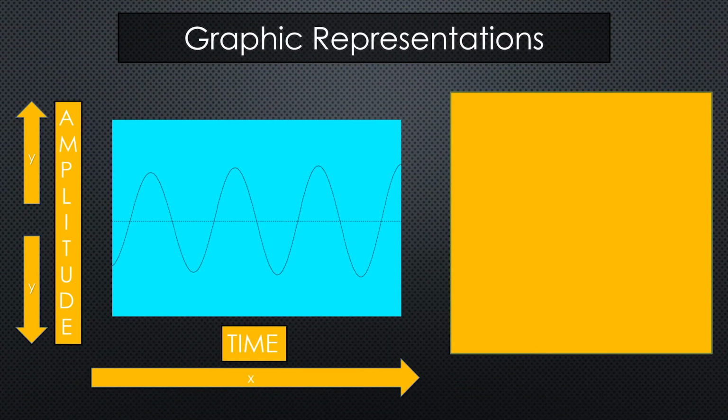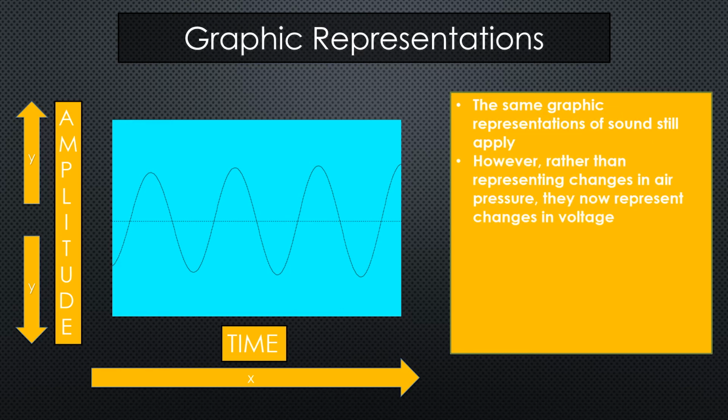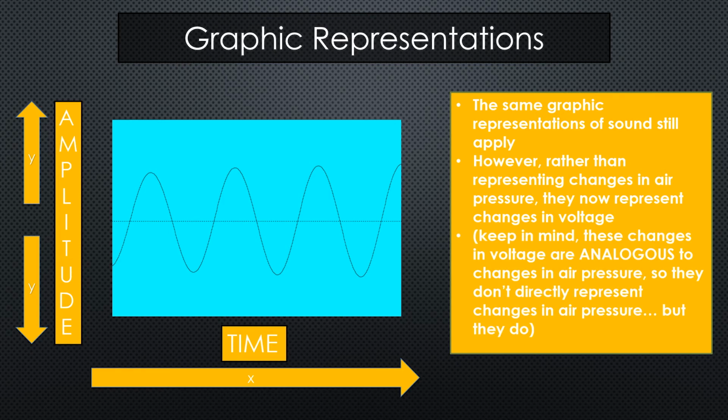So, graphic representations. We can return to this same model we've seen before, but now we can think about how this is talking about analog audio rather than just sound in the air. The same graphic representations apply. However, rather than representing the changes in air pressure, this graph on the left now represents changes in voltage. So we have positive and negative current in a wire that's causing a speaker cone to push back and forth. You sing into a microphone, you cause a membrane in that microphone to wiggle back and forth, and then we convert that into voltage. Keep in mind, these changes in voltage are analogous to changes in air pressure, so they don't directly represent changes in air pressure, but they kind of do.